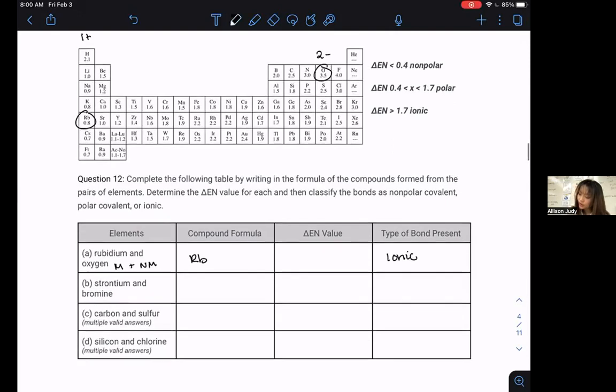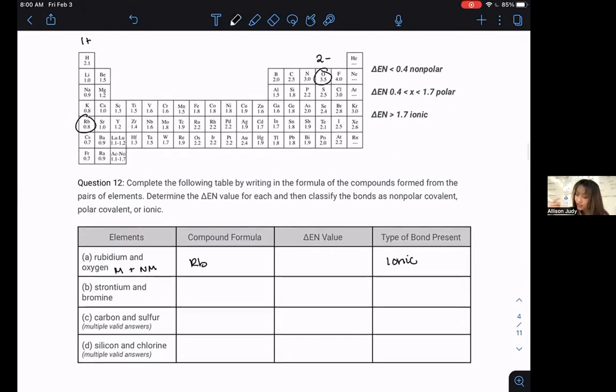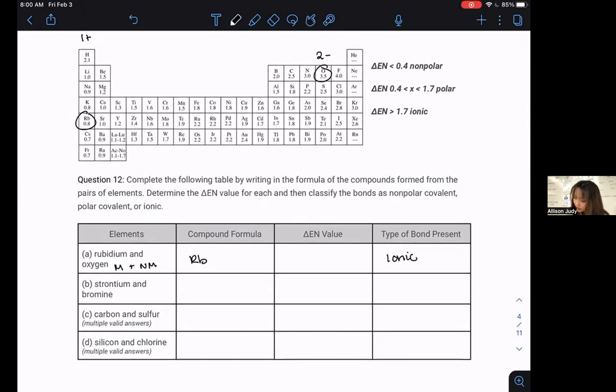Okay, and it's going to have to charge cancel. It's going to engage in that type of bonding. So we're going to look at our charges, and we're going to say rubidium has to have 2 of them, bonded to 1 oxygen to create a stable ionic bond or compound in general.